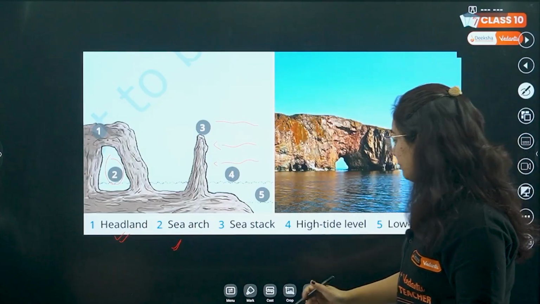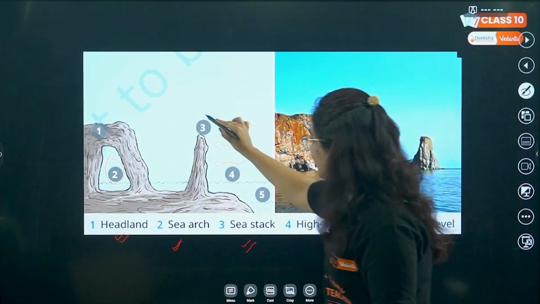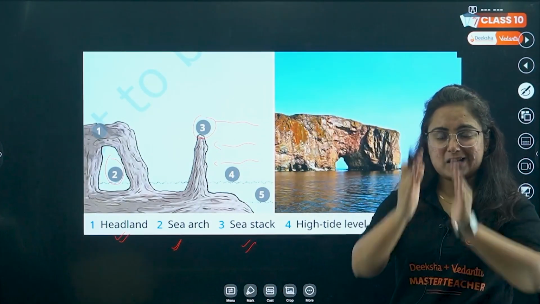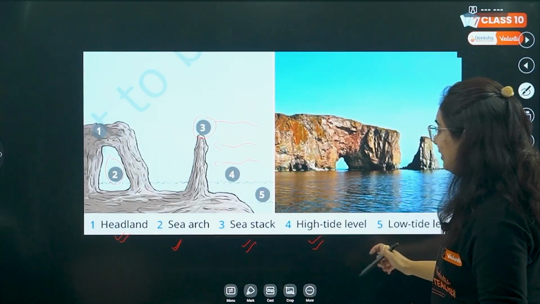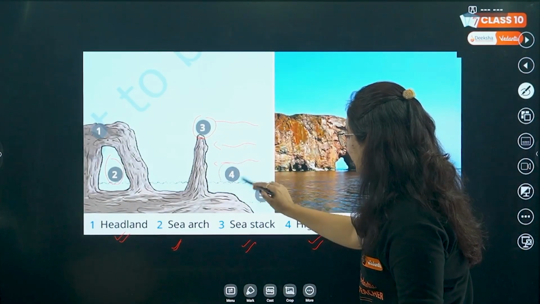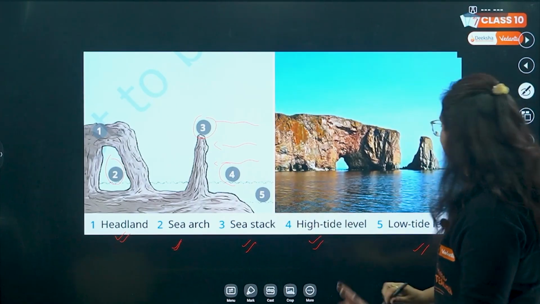Sorry, I am wrong there. Sea stacks. So this is sea stacks, just a single pillar standing in the ocean. Okay, then we have high tide level. High tide level, this is basically not the feature. Low tide level. Okay, fine.